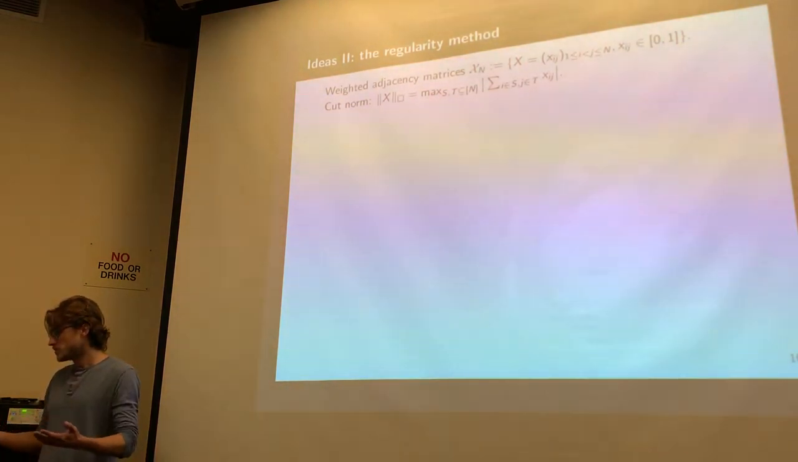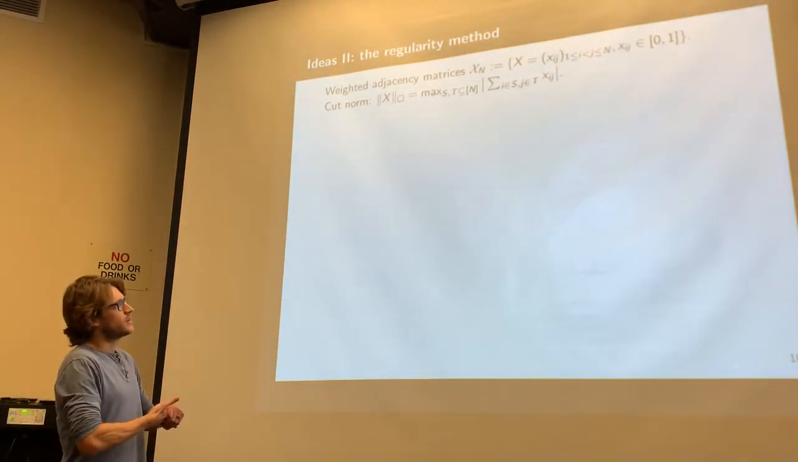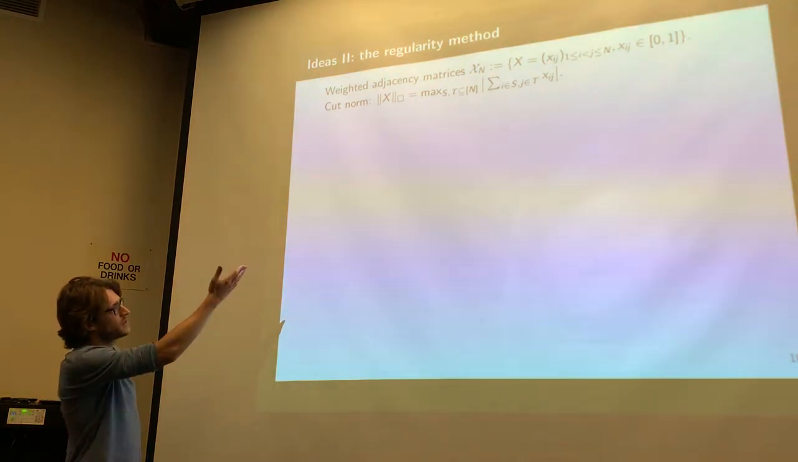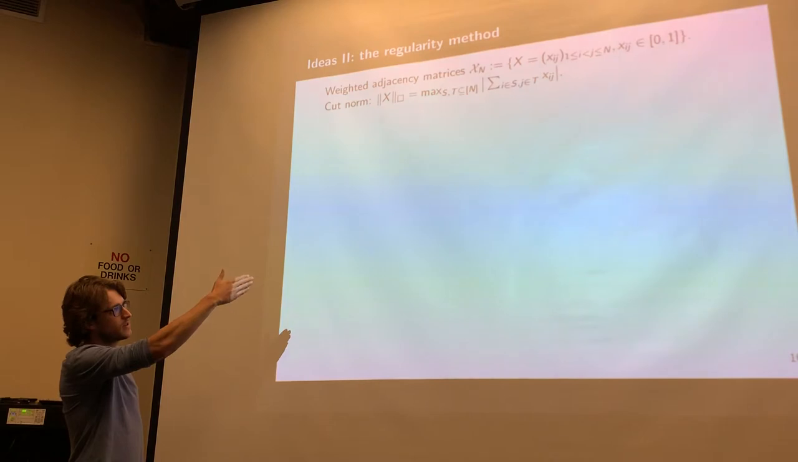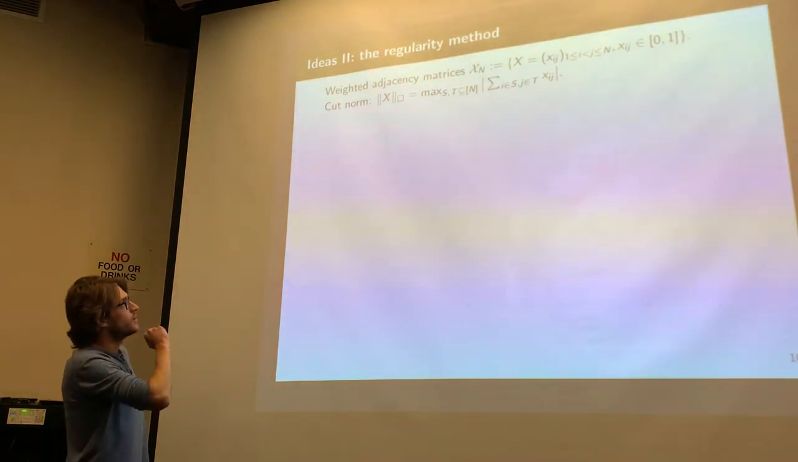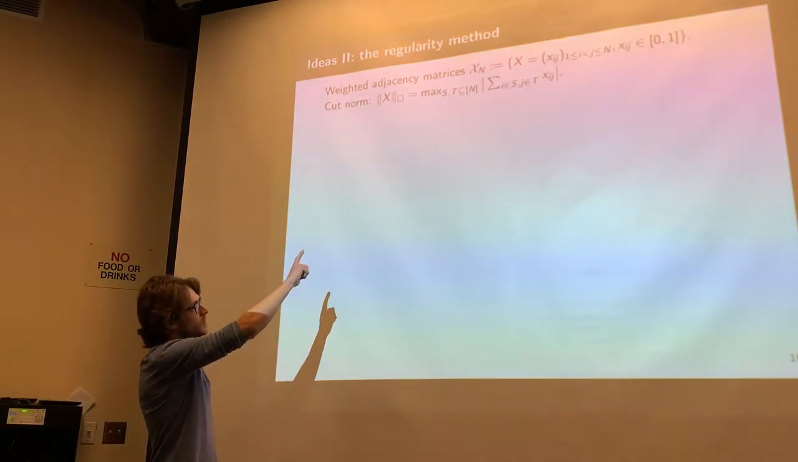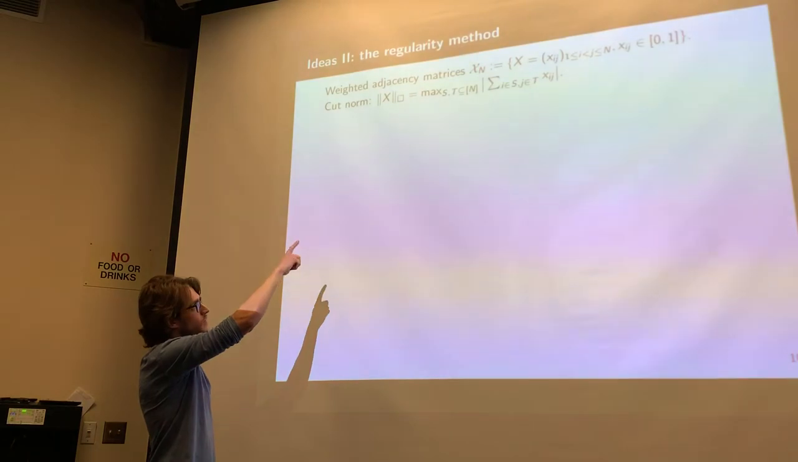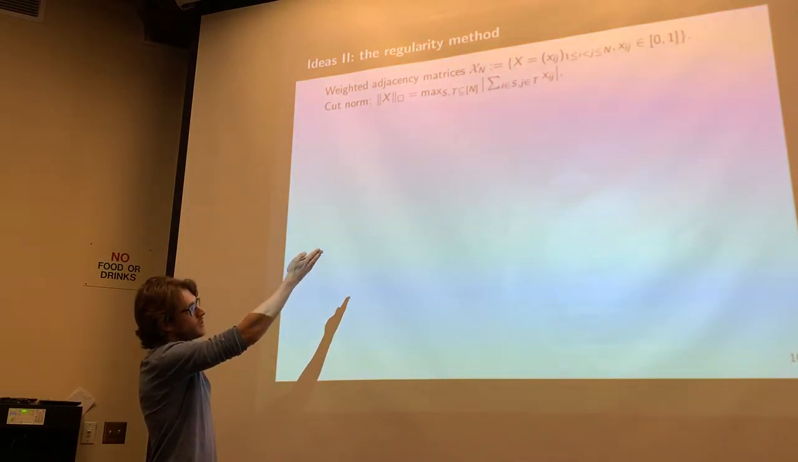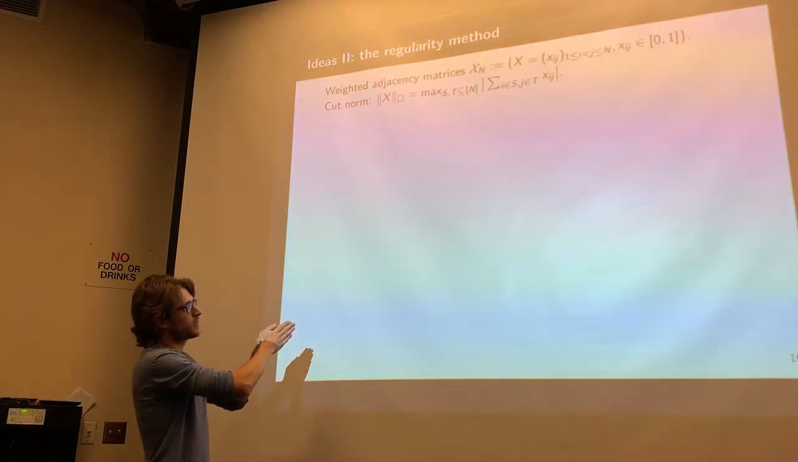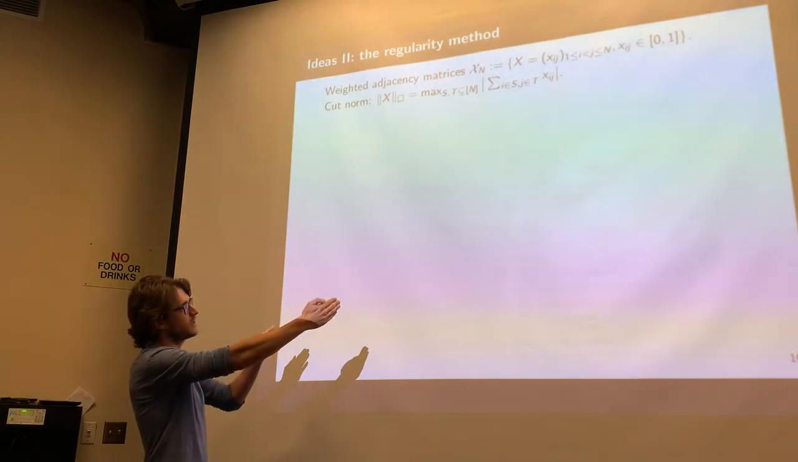Okay, so I don't want to introduce all the notation as graphons, so I'll leave it in the setting of matrices. So I'll write Xn for the set of weighted adjacency matrices, so the entries are between 0 and 1. And then we have what's called the cut norm on this space, which is just to take the maximum over the sum of, so if this were an adjacency matrix, this would just be counting the number of edges passing from the set S to the set T.